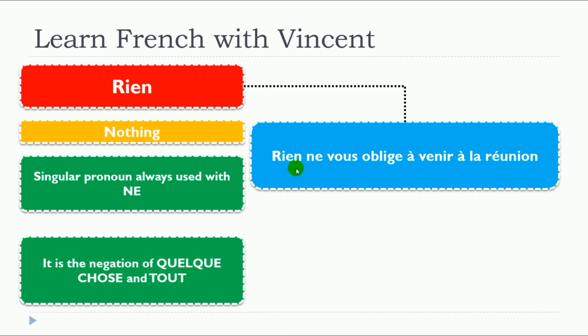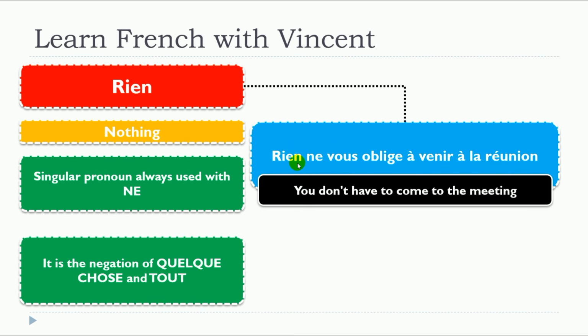It's also possible to start with it. Rien ne vous oblige à venir à la réunion. So remember, you will start with rien, then second part of the negative form ne, which is normally reversed. Normally you start with ne and after that you have rien, but in that case you start with rien and then right after you put the ne. Rien ne vous oblige à venir à la réunion.